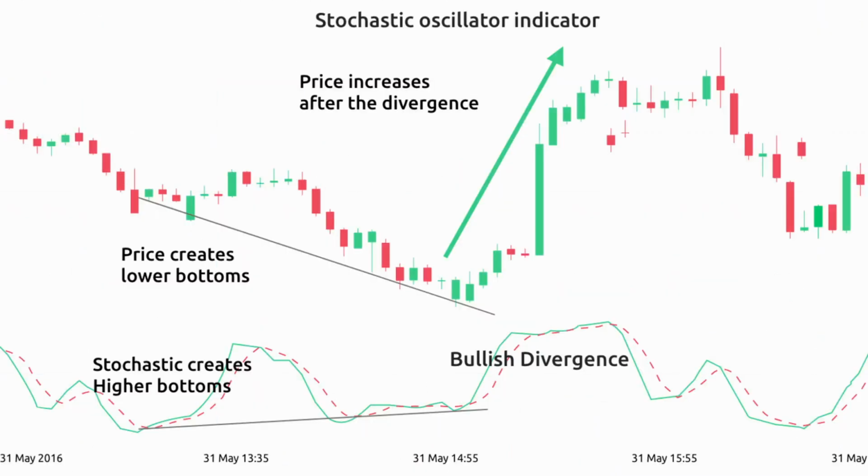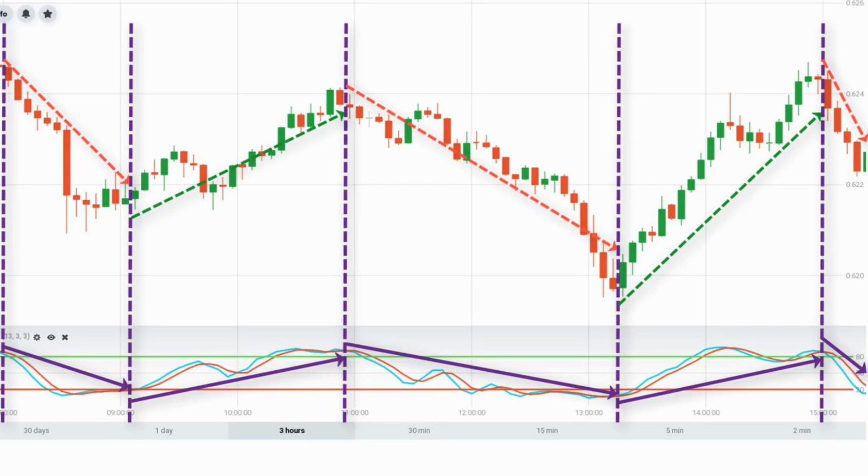Divergence between the price and the stochastic oscillator can signal potential reversals. For example, if the price makes a new high but the stochastic oscillator does not, it may indicate a weakening uptrend. Traders often use the stochastic oscillator in conjunction with other indicators to confirm the strength and direction of a trend.